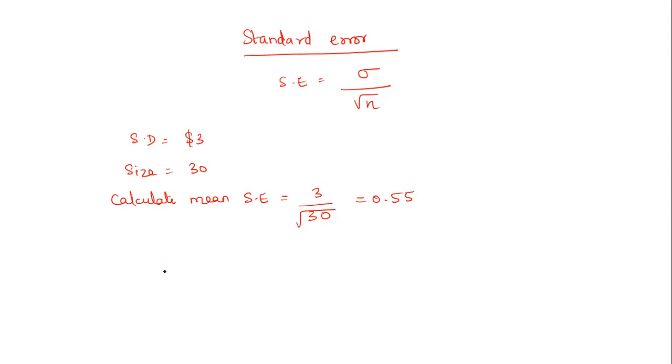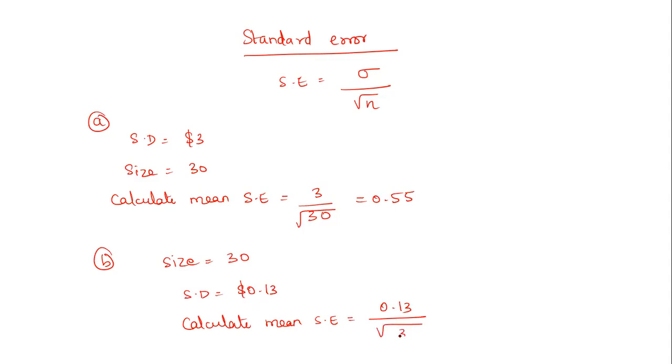We'll see one more question. This was question A and this is question B. The sample size is 30 and the standard deviation is 0.13. Calculate the standard error. So 0.13 divided by root of 30. The value is 0.02.